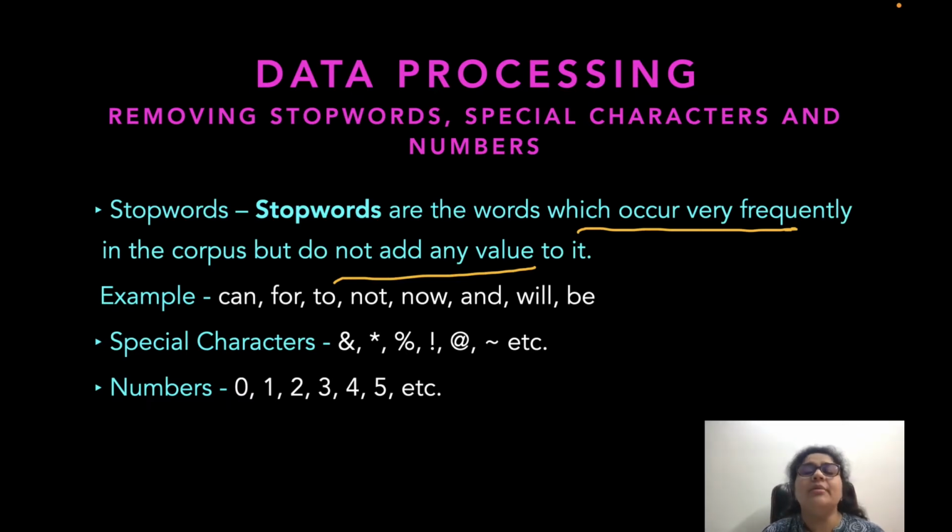For example, it can be any helping verbs or any connecting words. Those kinds of words keep occurring, but they are not adding any specific value. So the idea is to remove them from the list of tokens. For example, can, for, to, not, now, and, will be. So certain things I have covered. There can be more.